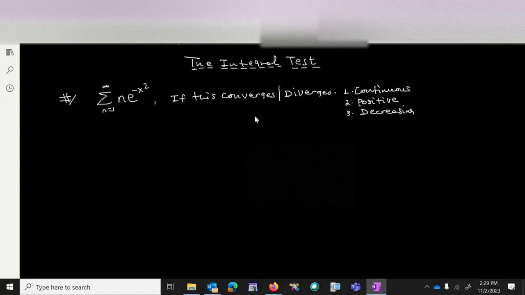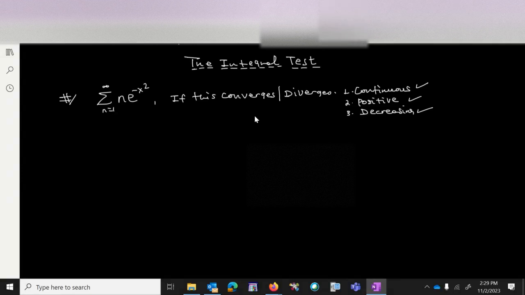Now, I'm not going to go into detail about these three things because you can simply see that this one is continuous, positive, and decreasing. If you forget how to tell about this, I suggest you read some points about calculus 1. But we know that this is continuous, positive, and decreasing, so I'm directly going to show you the integral test.